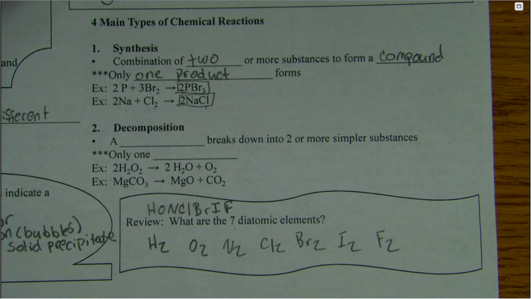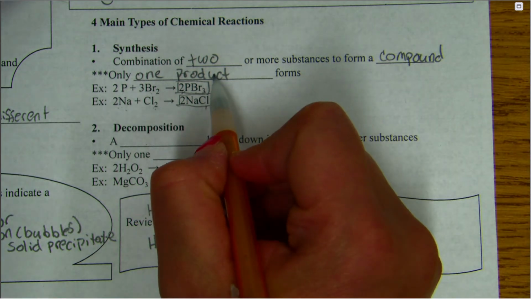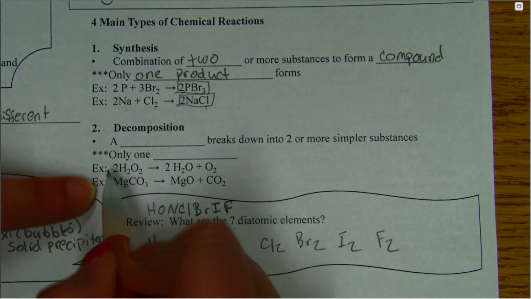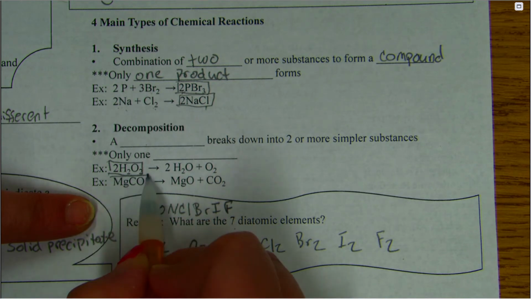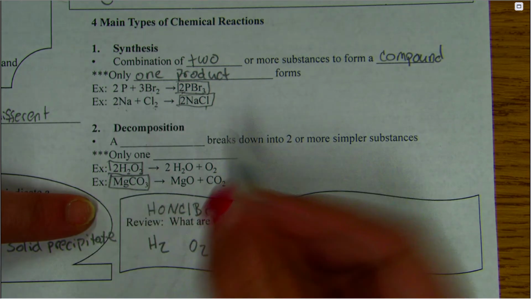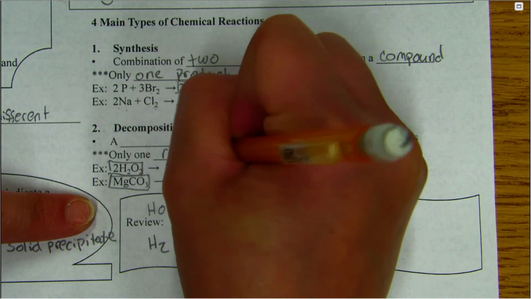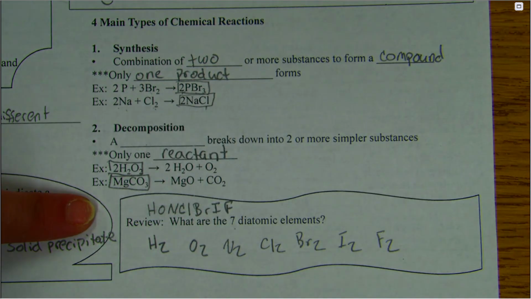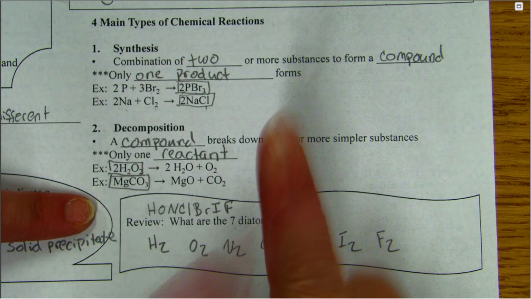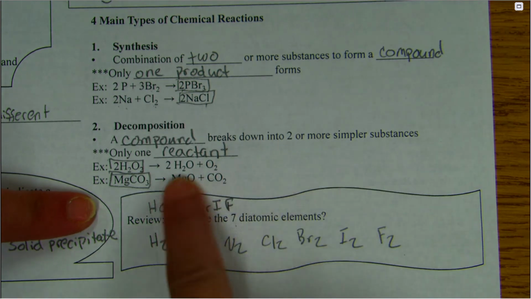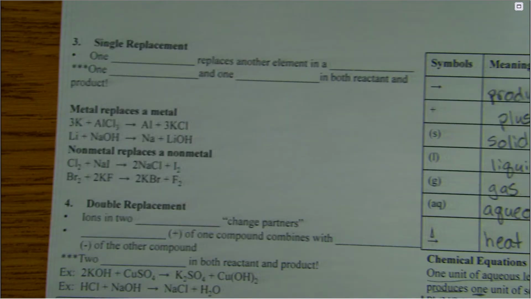A decomposition is the opposite of synthesis. So if synthesis has one product, the opposite of product would be reactant. And check this out. We have only one reactant in both of these examples. So synthesis and decomposition are opposites. All right, so a single compound is going to break up into 2 or more substances. All right, we have 2 more.